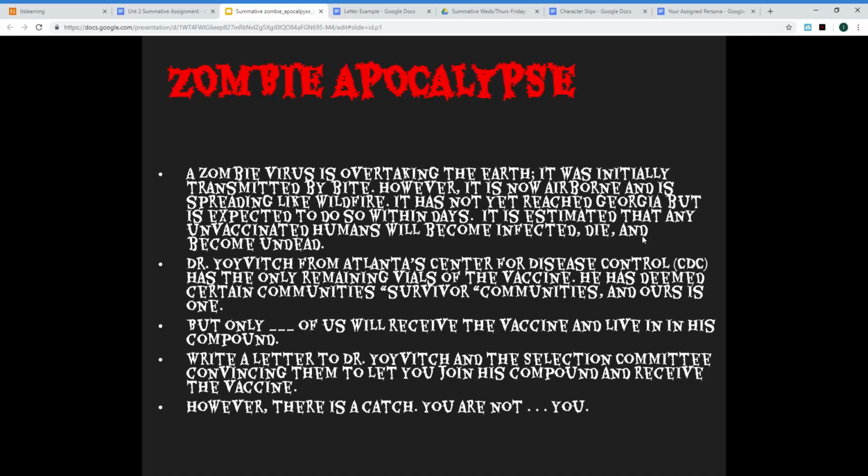Dr. Jovich from Atlanta's Center for Disease Control, which, by the way, is actually in Atlanta, has the only remaining vials of the vaccine. He has deemed certain communities survivor communities, and ours is one. But only one of us will receive the vaccine and live in his compound, at least one of us in our classroom. Write a letter to Dr. Jovich and the selection committee, convincing them to let you join his compound and receive the vaccine.